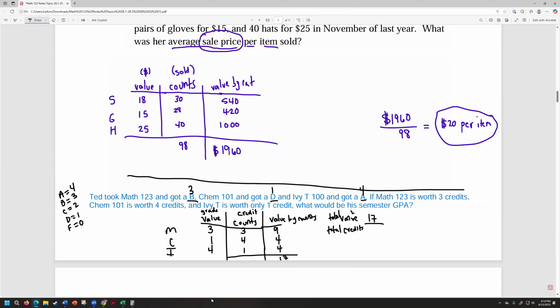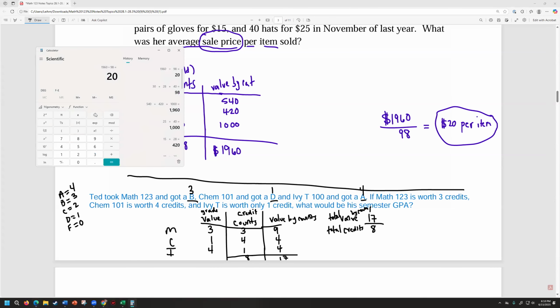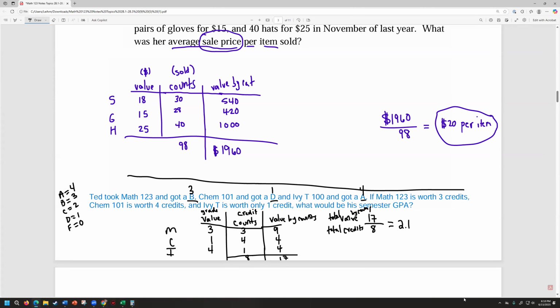And this was value by counts. Remember, you have to actually multiply to get that because you have to know how much you earned for each one in total. So if we add the number of credits, the student took 8. Their GPA for that specific semester is 17 divided by 8, which is a 2.125. So that would fall in the C range, actually the low C range, because they're almost down at the 2. And usually GPA you'll round to 2 decimal places, so roughly 2.13.